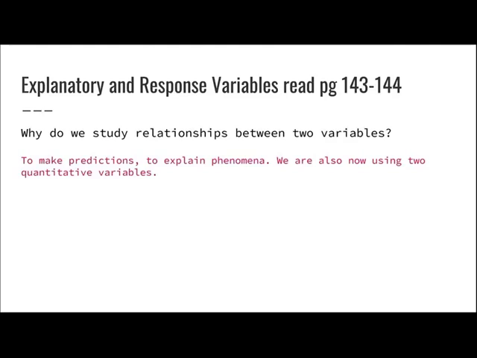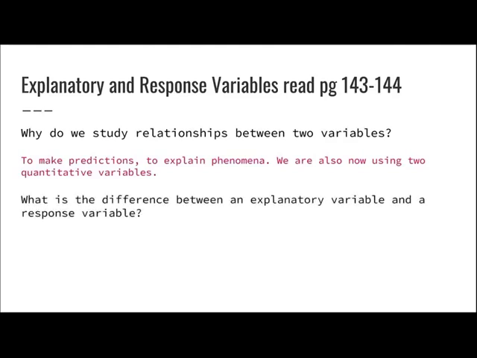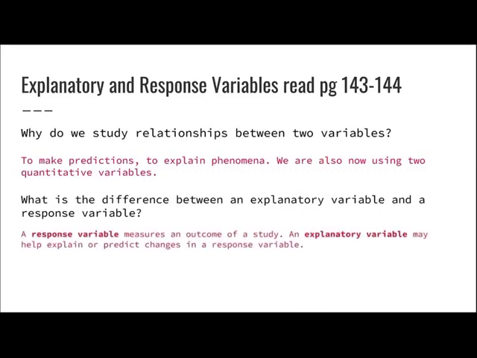Why do we study relationships between two variables? We basically do it to make predictions and explain phenomena, but we're also now using two quantitative variables as opposed to one, as we were doing in the previous chapter. What is the difference between an explanatory variable and a response variable? A response variable measures the outcome of a study, while an explanatory variable may help explain or predict changes in a response variable.